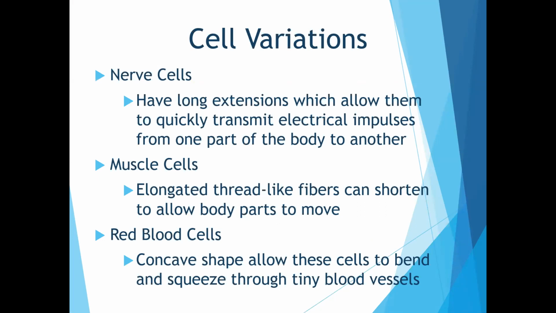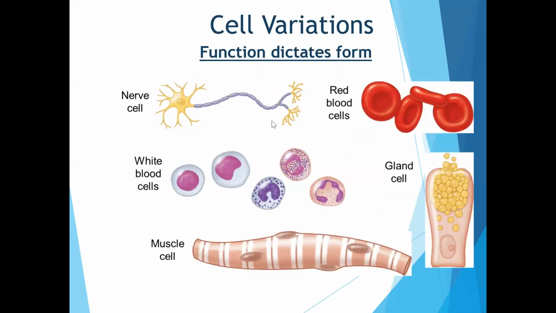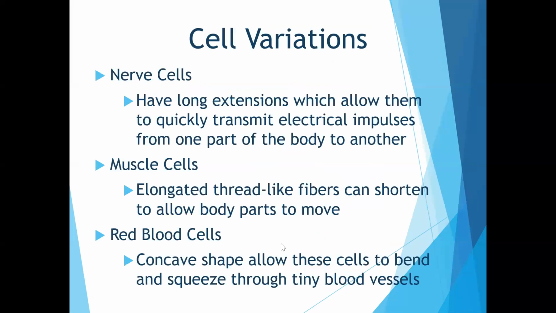So nerve cells, for example, have long extensions, which will allow them to send signals to other cells. The extensions, like you see here, can be up to 1 meter long, and that's how we send our info. Red blood cells are this disc or concave disc, and that allows them to squeeze through some of our blood vessels. You see, muscle cells are elongated. They have fibers that can shorten so that when we contract or shorten our muscle fibers, our muscle cells, we can actually move our body parts.